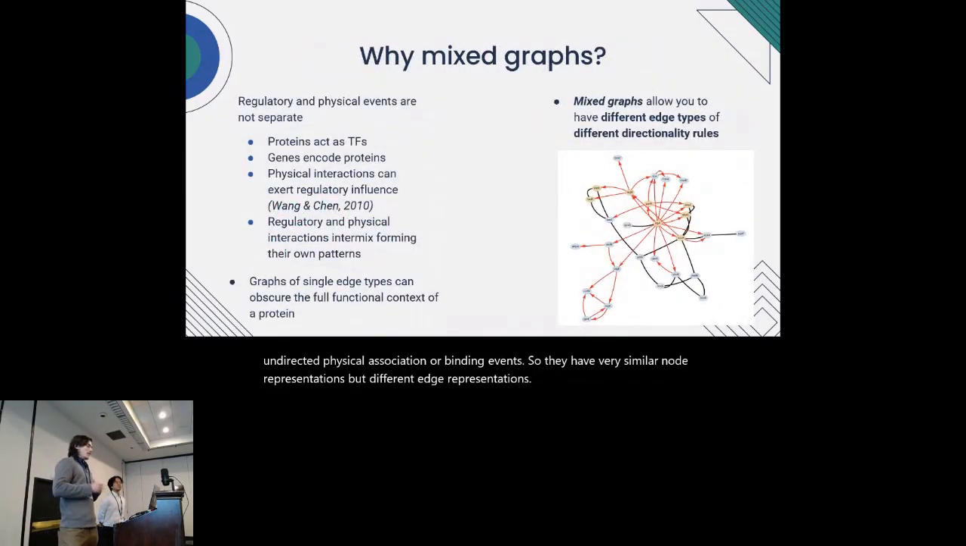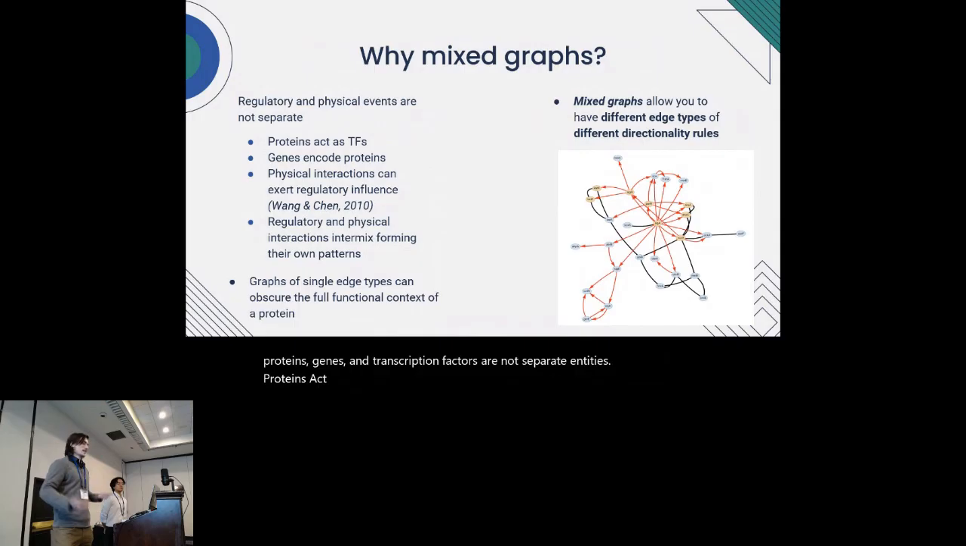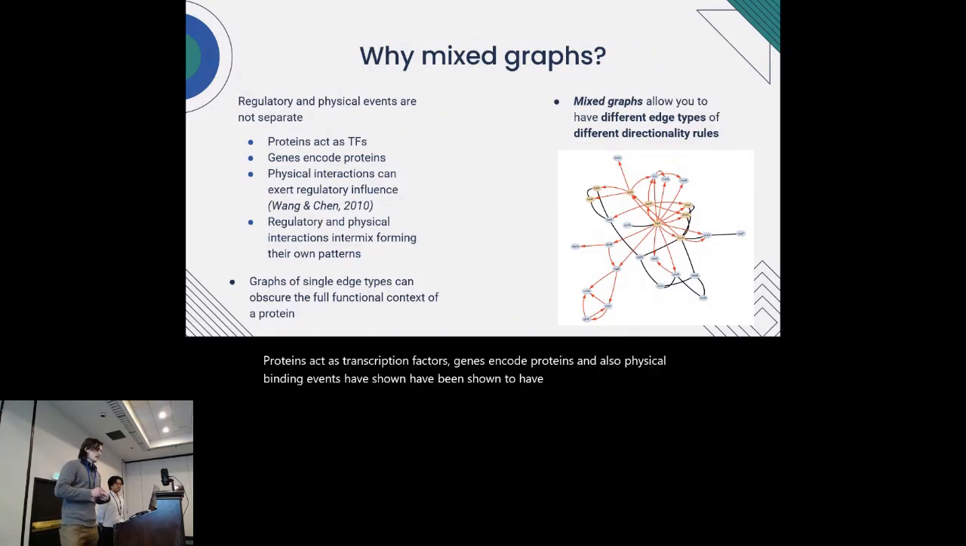So this may potentially obscure the full functional context of a protein because proteins, genes, and transcription factors are not separate entities. Proteins act as transcription factors, genes encode proteins, and also physical binding events have been shown to have regulatory effects. So by keeping these graphs in isolation, you may actually obscure the full functional context of a protein of interest. To combat this, mixed graphs come in, and these allow you to have multiple edge types with the same node type in a graph.